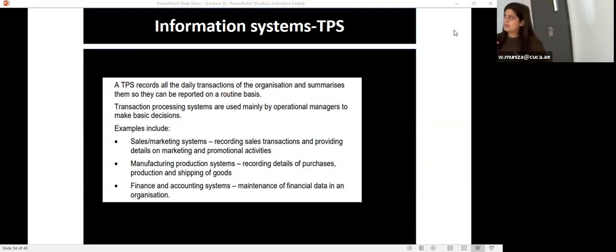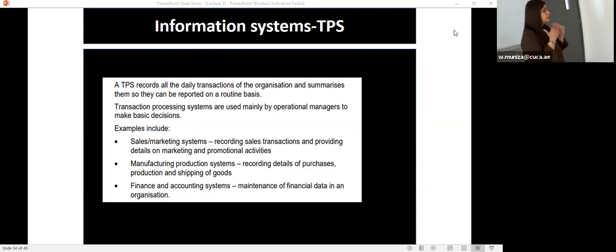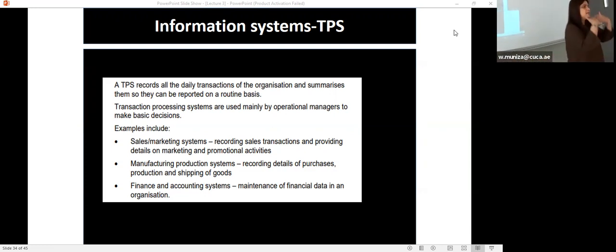So, first, they say that TPS are used mainly by operational managers to make basic decisions. So transaction processing systems are normally not used by persons at the strategic level. They are used by persons in the operating staff, operational managers or technical managers who are given authority to look into them. What can be the examples of these?